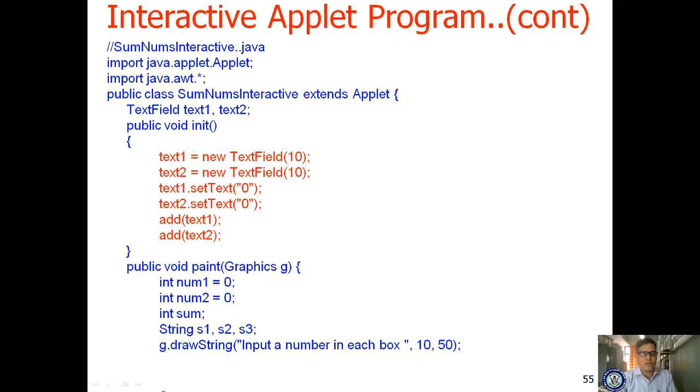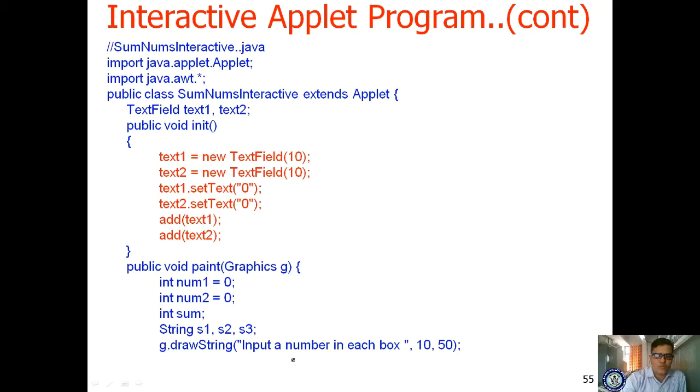So while displaying, you are taking two variables, int num1 is equal to 0, int num2 is equal to 0, and an int sum variable. Then you are declaring three string variables, String s1, s2, s3. Okay, next you are displaying the output, g.drawString.